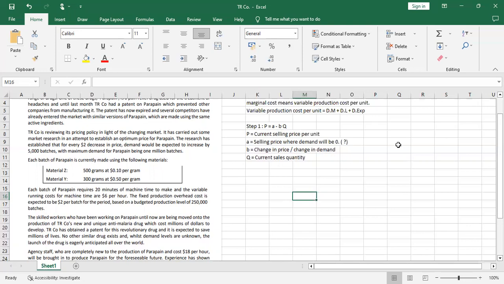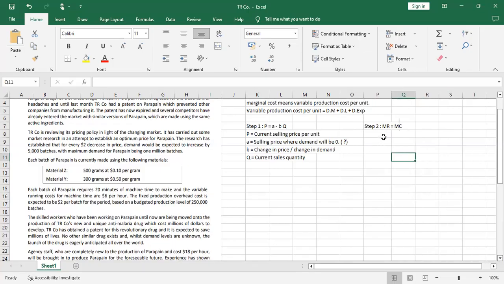Then what is the step number two? Step number two is basically a very important step, although all the steps are very important. Step number two is MR is equal to MC. Now we have an equation of MR which is given in the question as well. So MR is replaced by its equation. At the MR we will write A minus 2BQ.